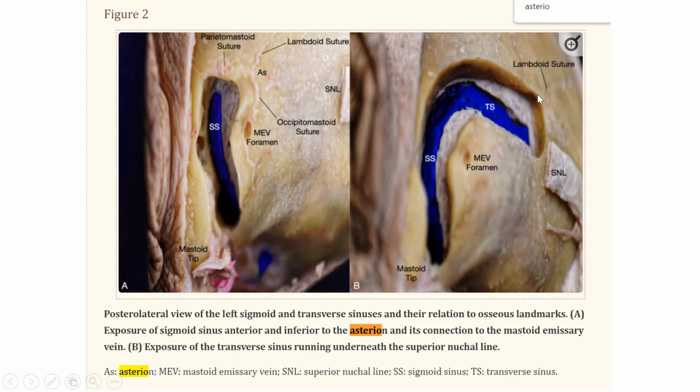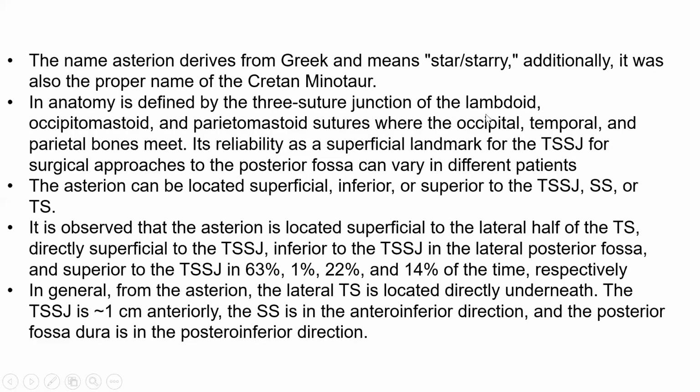So you can see over here, this is the lambdoid suture, and this is the asterion. This is the sigmoid sinus, and this is the transverse sinus. You can see there's a confluence of both of these, and where they have not removed the bone, you can see this is the asterion, and this is the sigmoid sinus, and underlying is the transverse sinus. So when you remove this area, you can see there is a junction of these sinuses.